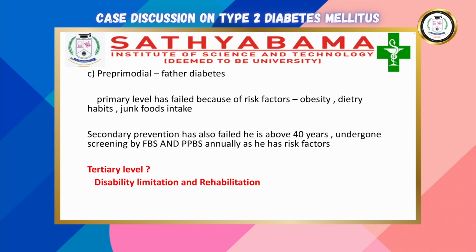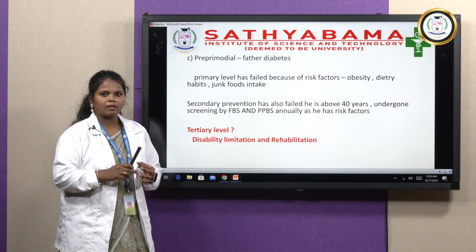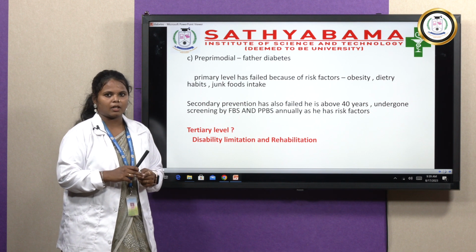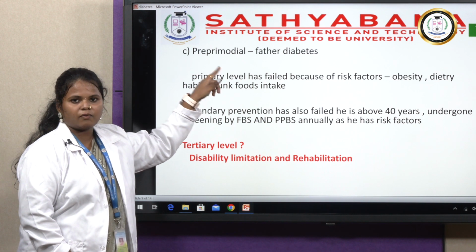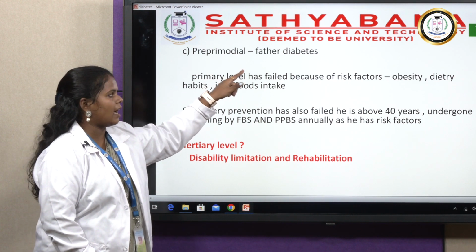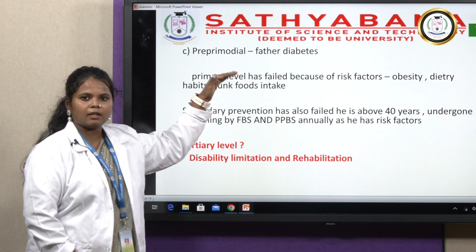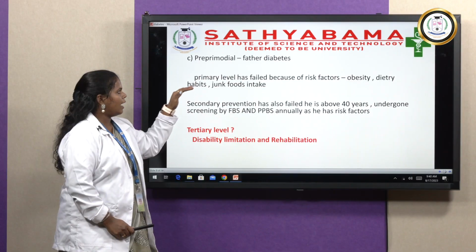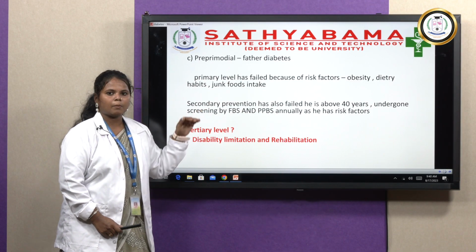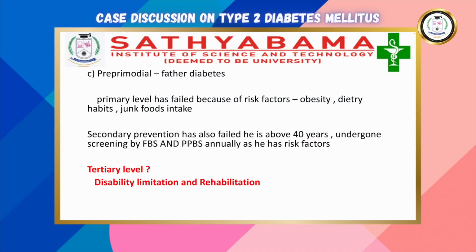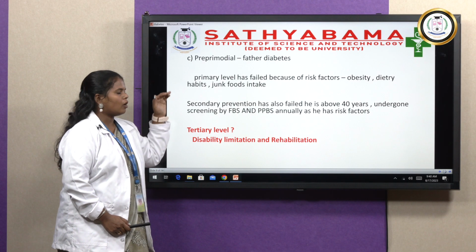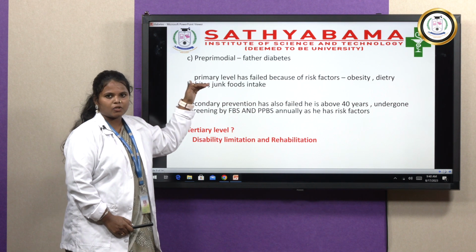First is pre-primordial, second is primary, then secondary and tertiary. Can you prevent the disease in this patient at the pre-primordial level? It failed, because the patient's father has diabetes. You failed in pre-primordial prevention. And coming to the primary level, you are supposed to check whether the patient has other risk factors. Here the patient has obesity and dietary habits, mostly junk food intake. So you failed in primary prevention also.